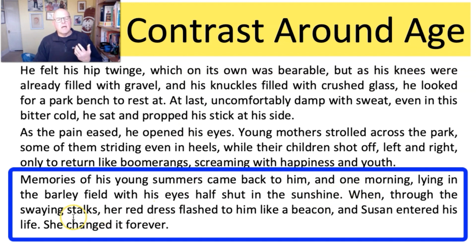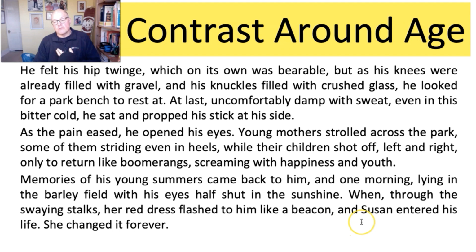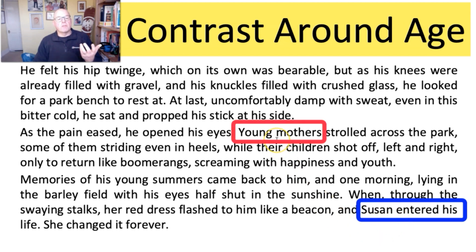And one morning, lying in the barley field, with his eyes half shut in the sunshine. Again the contrast of sun with the cold. When, through the swaying stalks, her red dress flashed to him like a beacon, and Susan entered his life. She changed it forever. Now we have a contrast of Susan, this person who he must have fallen in love with, the young mothers that someone else has fallen in love with. And also Susan, the love of his life, who we infer is no longer there.